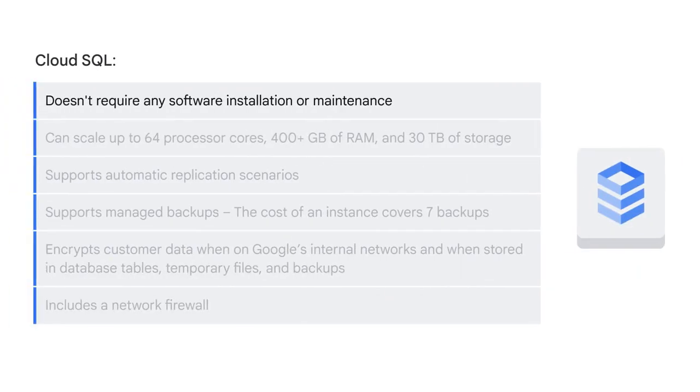Cloud SQL doesn't require any software installation or maintenance. It can scale up to 64 processor cores, 400 plus gigabytes of RAM, and 30 terabytes of storage. It supports automatic replication scenarios, such as from a Cloud SQL primary instance, an external primary instance, and external MySQL instances. Cloud SQL supports managed backups, so backed up data is securely stored and accessible if a restore is required. The cost of an instance covers 7 backups.